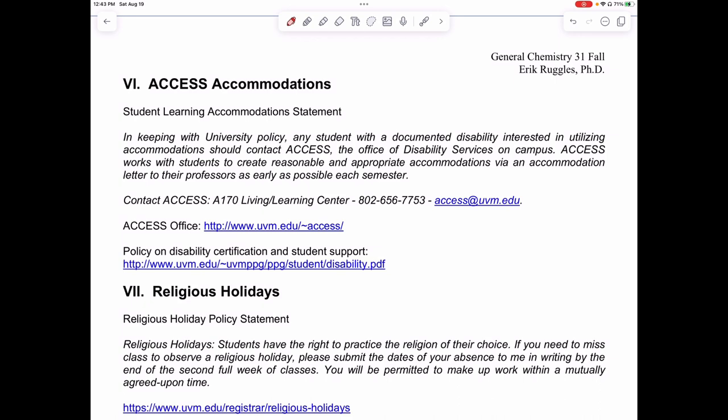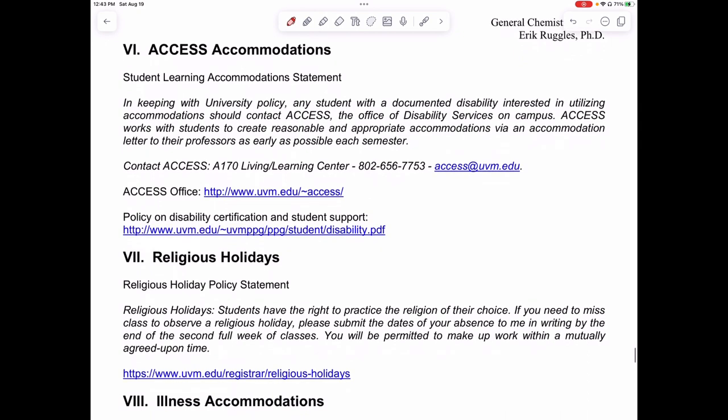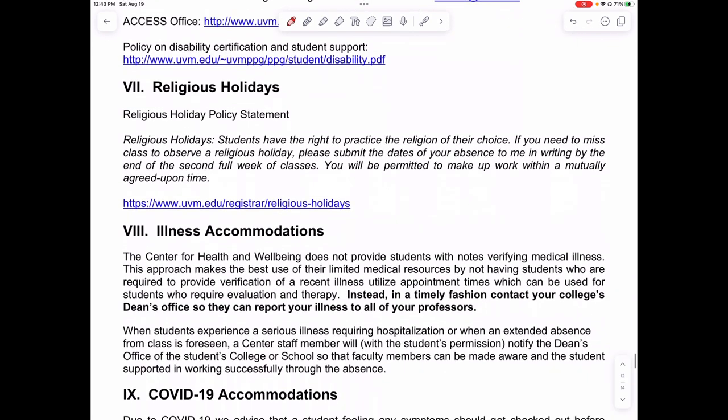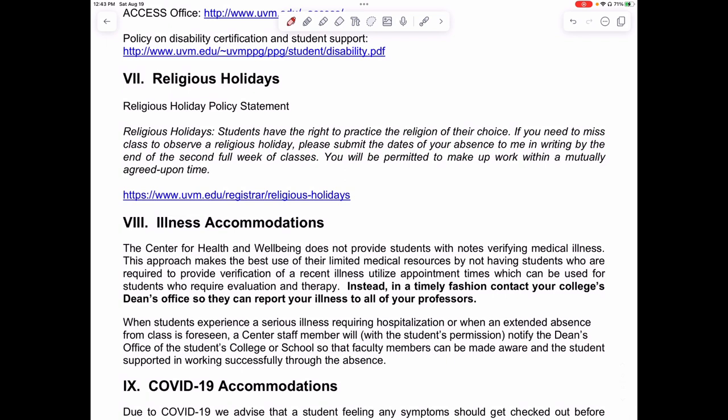And then lastly, other accommodations like religious holidays or illness. Again, with religious holidays, I'm not up on all the religions and their holidays. So, if you are a practitioner and there is a conflict, you need to just talk to me about that. These are things that are on the calendar already. So, you just need to let me know that there is a conflict so that we can reschedule something that is going on.